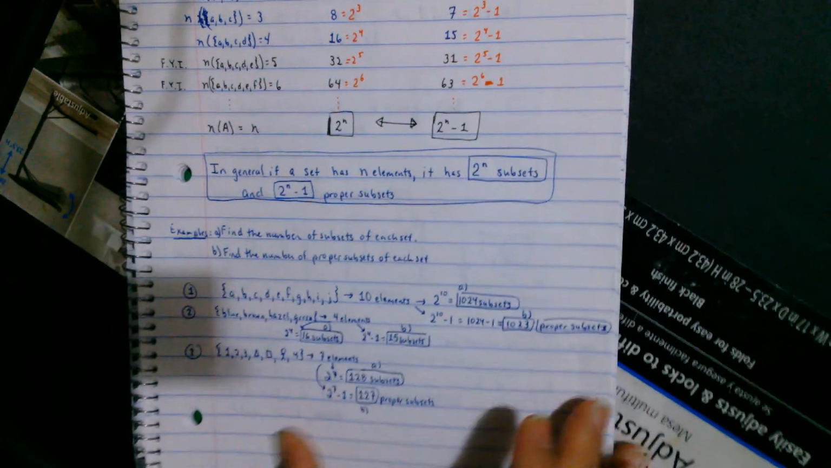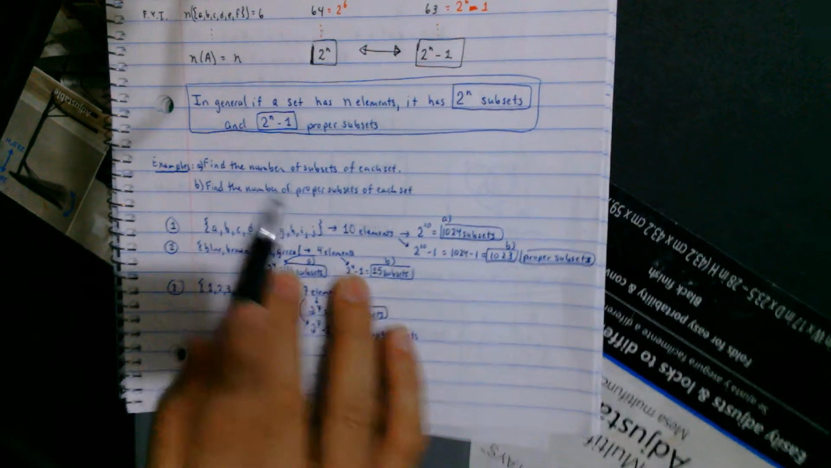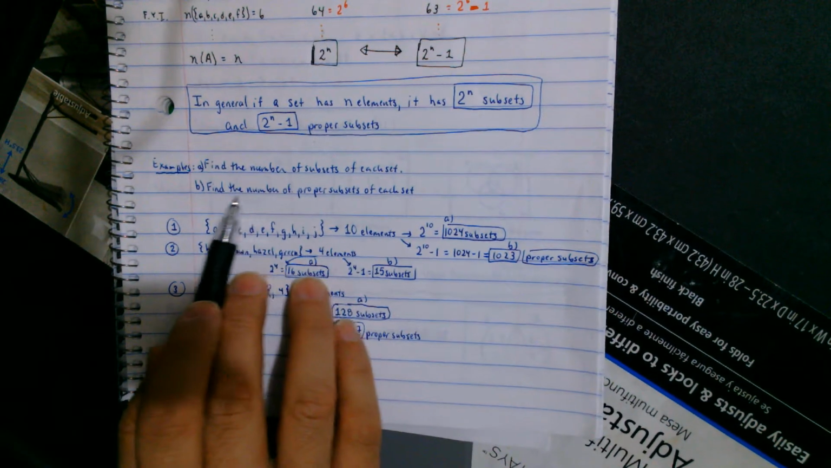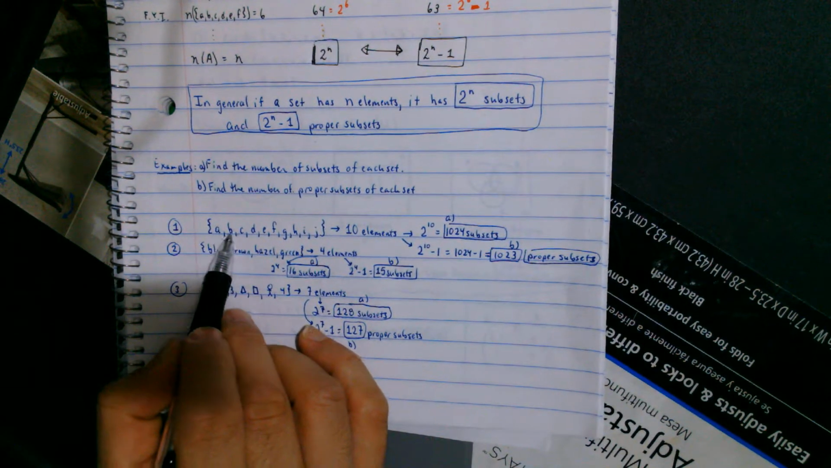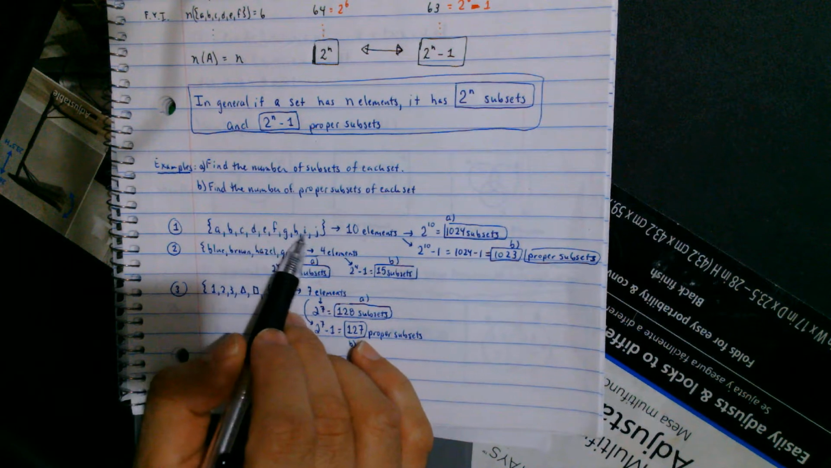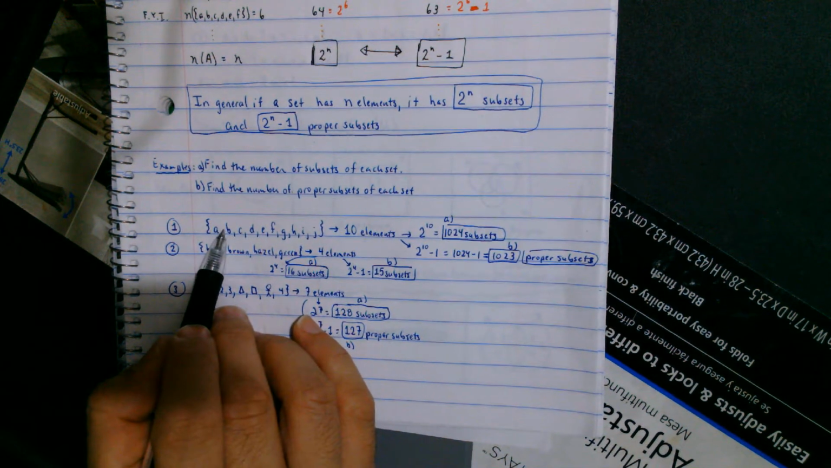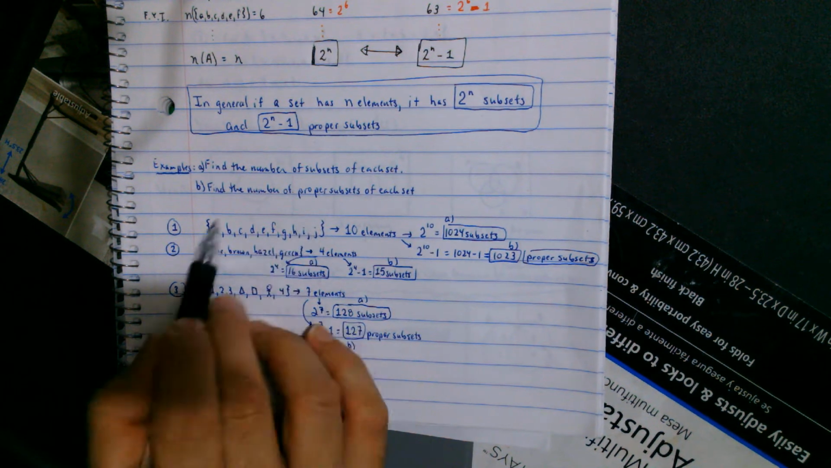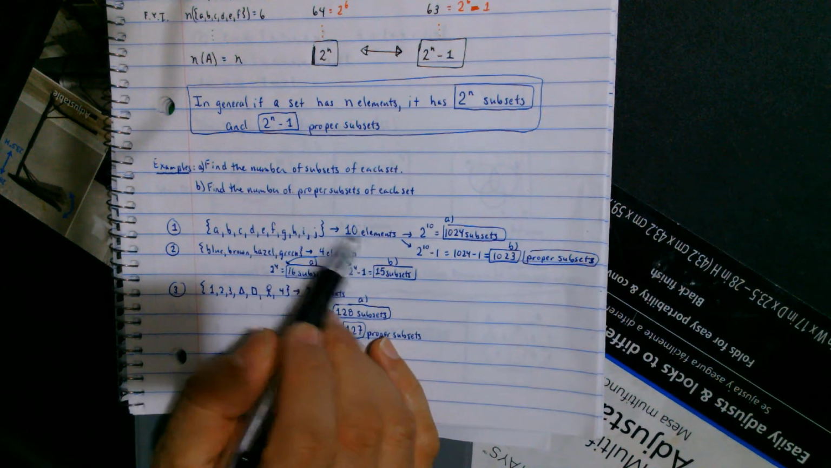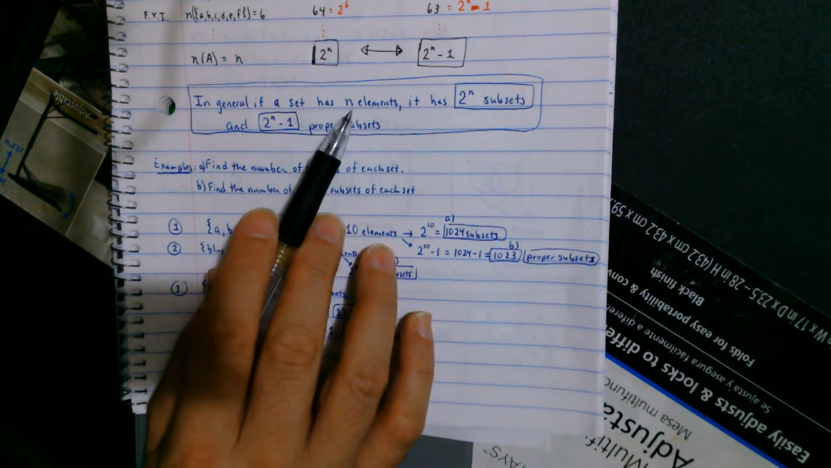So a couple of examples here. Find the number of subsets and the number of proper subsets of each set. So this set here, A, B, C, D, E, F, G, H, I, J, essentially has 1, 2, 3, 4, 5, 6, 7, 8, 9, 10 things that live in there. 10 elements. Its cardinality is 10.